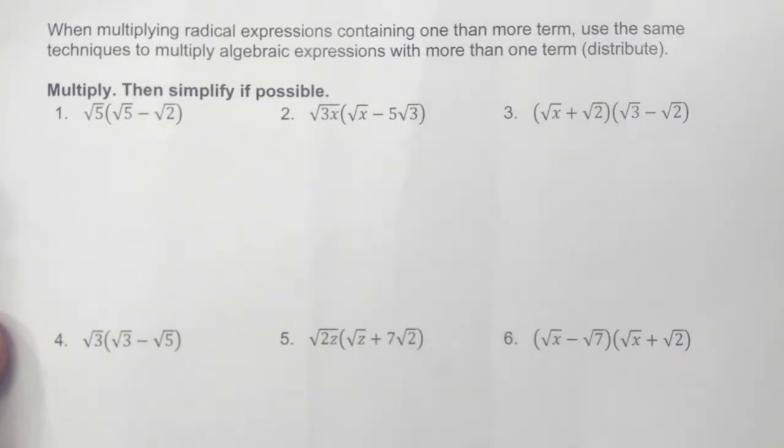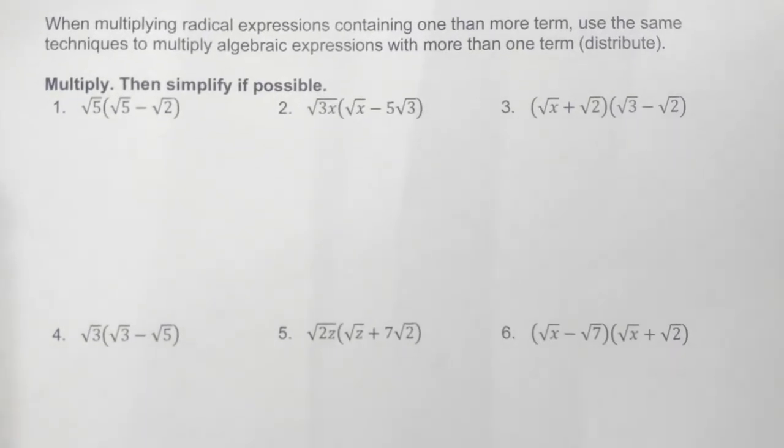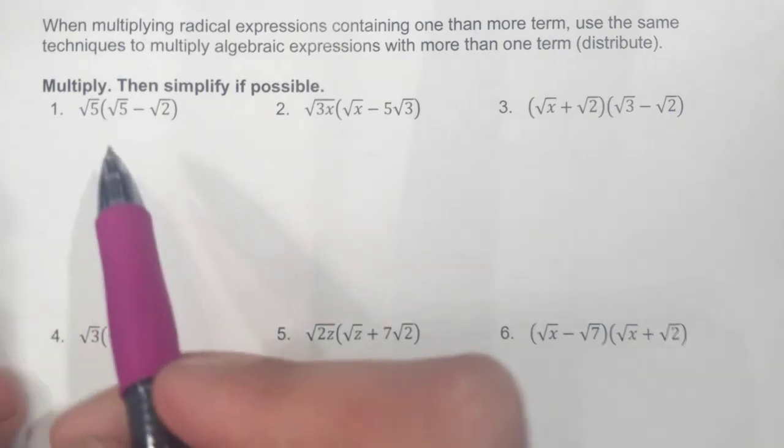Let's flip it over to the back, see what else we've got. Okay, looks like we've got parentheses on the back, so we're going to be just distributing like we always have. So we're going to multiply and then simplify as much as we can. So we're going to start by distributing.